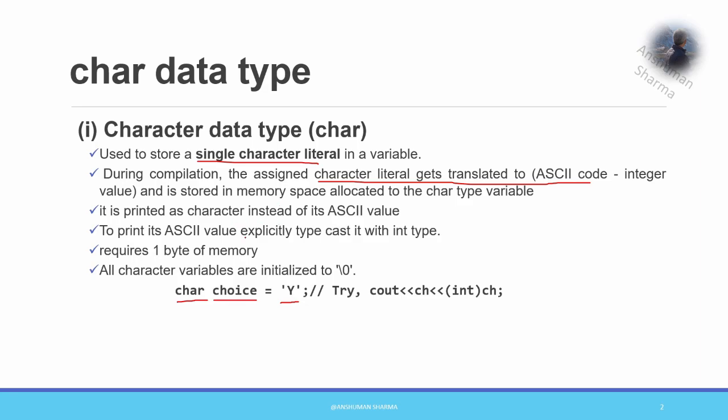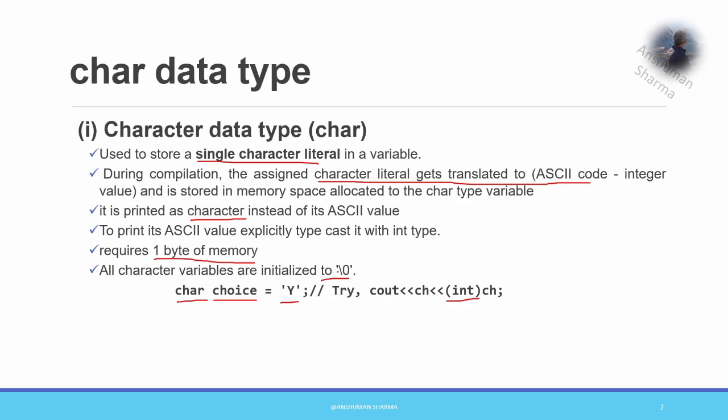But when we print this character literal, we get the value y, that is a character, instead of the ASCII value. So if you have to print that ASCII value, you have to typecast the character variable in which it is stored to the integer data type. Now this character literal requires 1 byte of memory, and all character variables are initialized to \0, which is the null character, which is printed as an empty space.